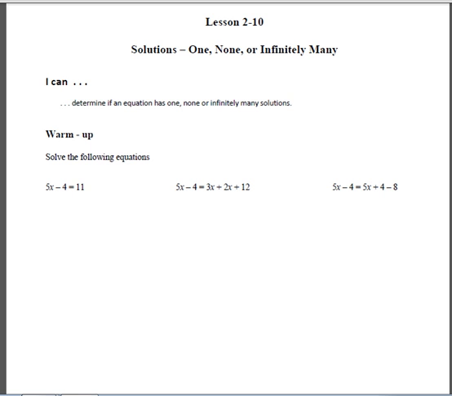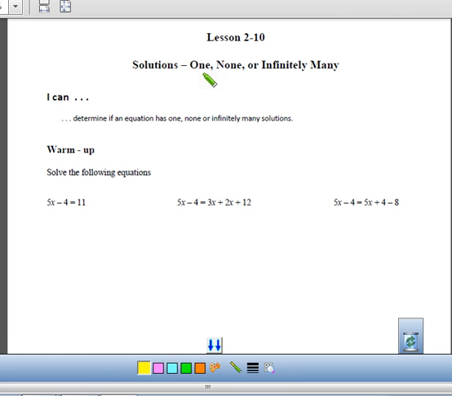This lesson is about the different kinds of solutions you can have when you solve an equation. You'll notice up the top, there can either be one, none, or infinitely many. Our target is: I can determine if an equation has one solution, no solution, or infinitely many. Alright? So we have three examples here.